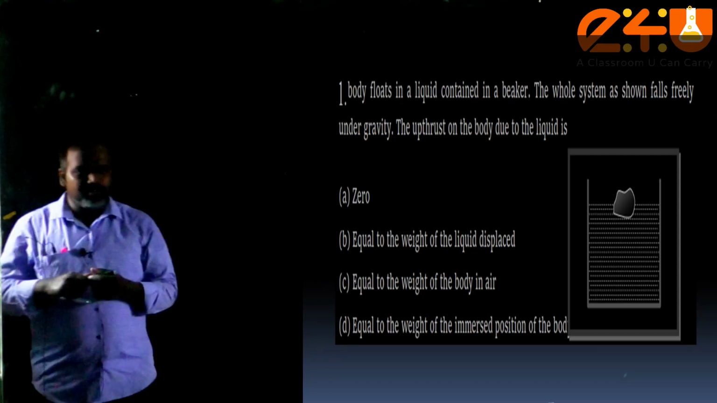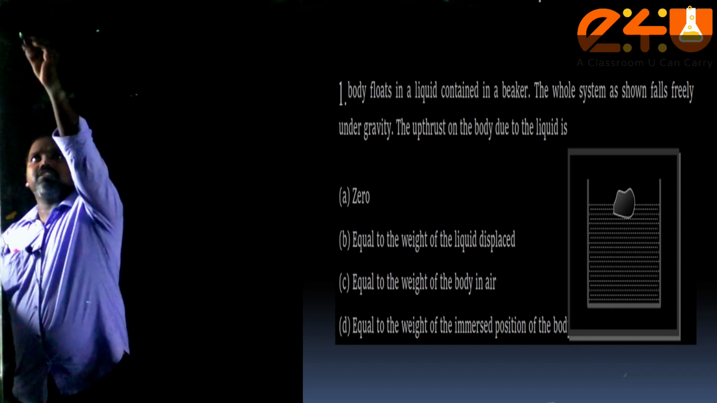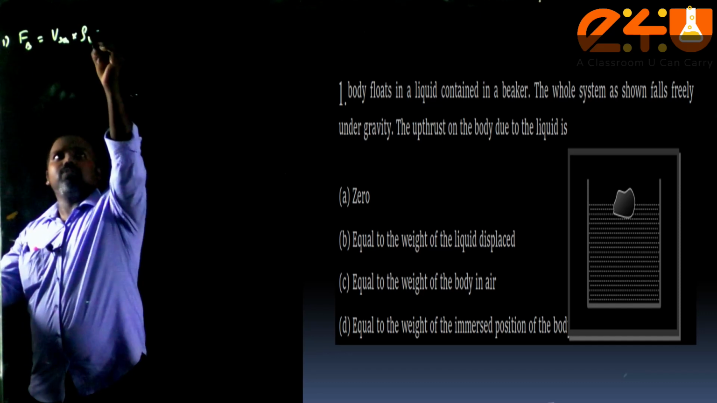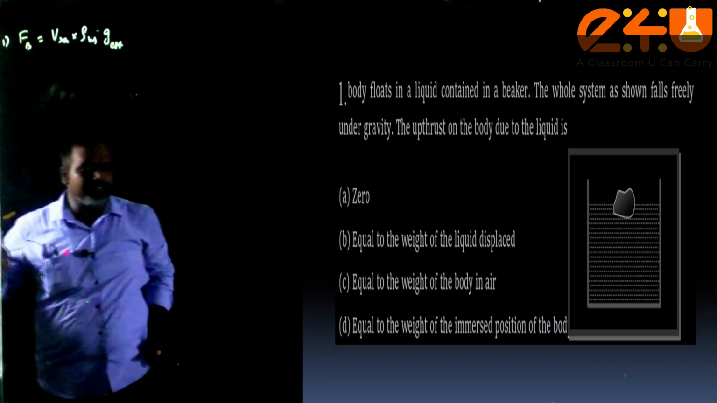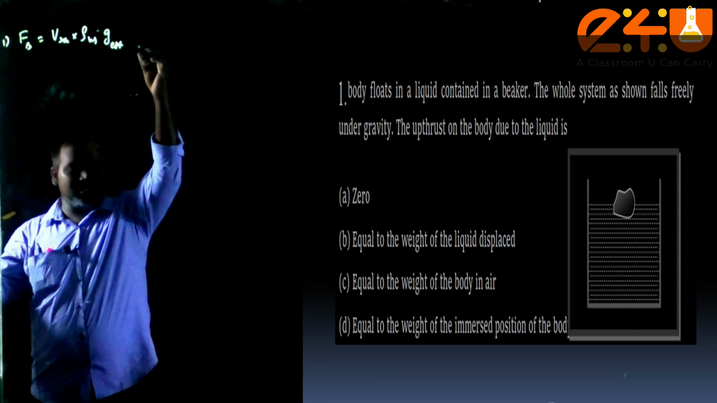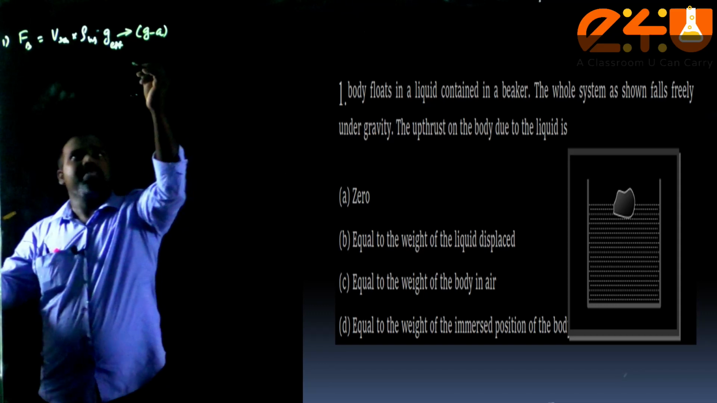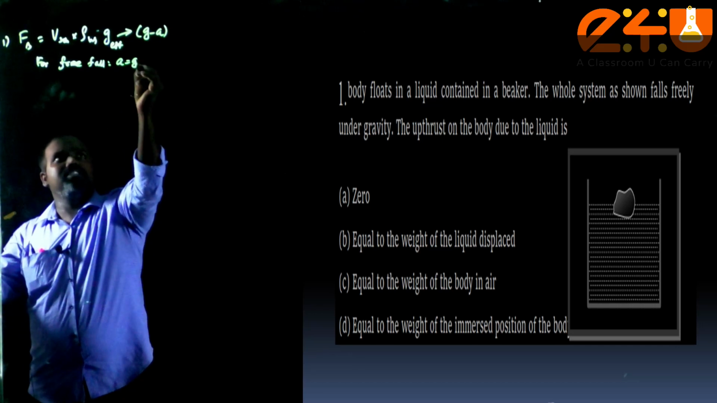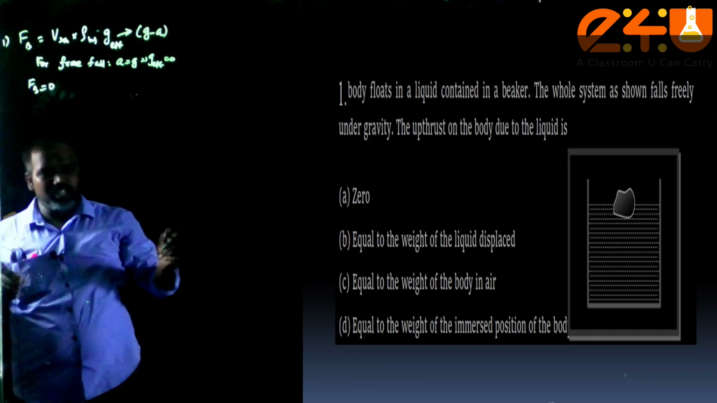We discussed in the theory part that whenever the given system is in an accelerated frame, the buoyancy force can be written as F buoyancy equals V solid into rho liquid into g. Since it is accelerated, instead of g I can write g effective, using the concept of pseudo force. In the case of a lift accelerating down, g effective is g minus a. For free fall, since a is equal to g, g effective is 0. Therefore F buoyancy is 0. That is the answer for that question.